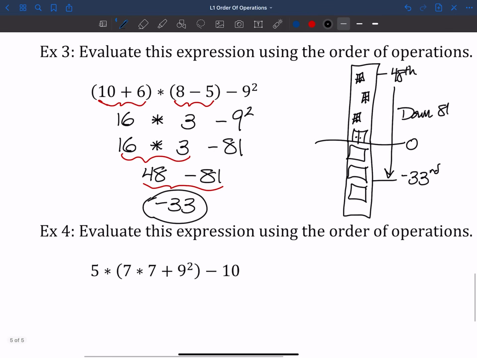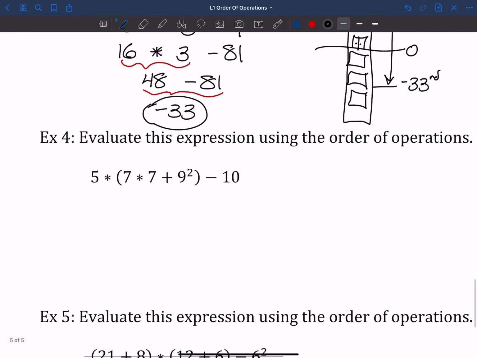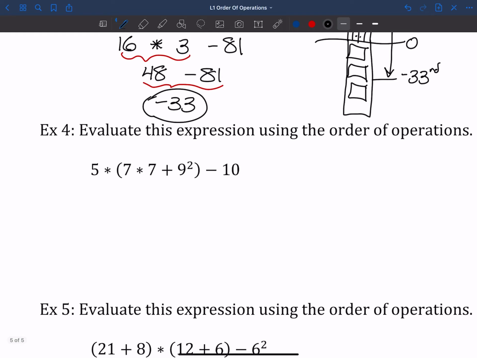So if you haven't yet, try pausing here. Try this one out. Think about it one step at a time, and if you get it wrong, it's not a big deal. We're going to go through it again in just a quick sec. So pause here, give it a shot, unpause when you're ready.